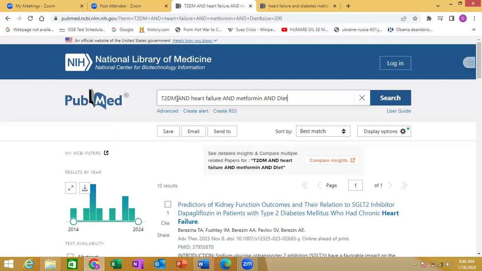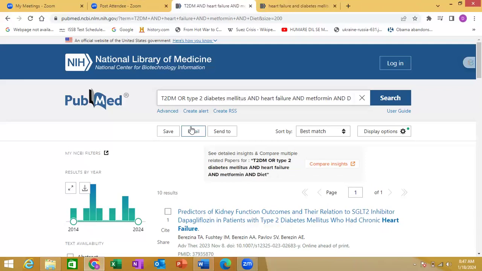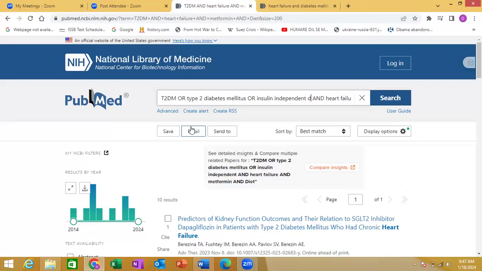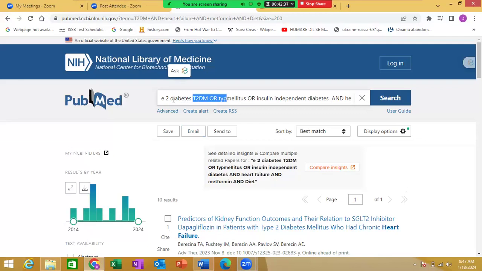So if our goal is to only look for type 2 diabetes mellitus, what I will do is write T2DM, an abbreviation of type 2 diabetes mellitus, and I will now separate it with or. Or I will write the full type 2 diabetes mellitus. One more or, insulin independent diabetes. That's also a name for type 2 diabetes mellitus. So now I have given it 3 different names for the similar entity. Sorry, there has been some mistake.